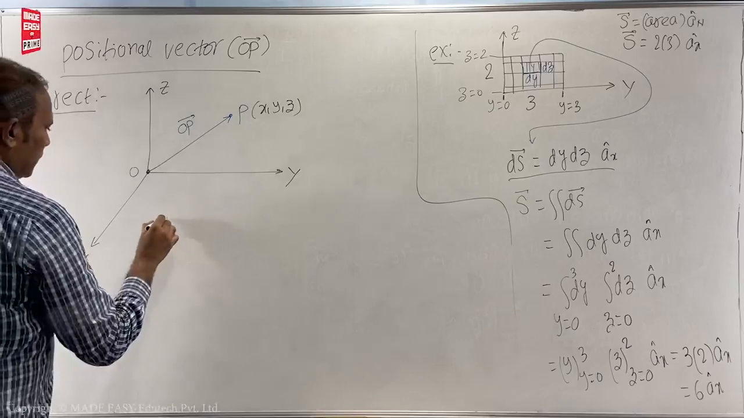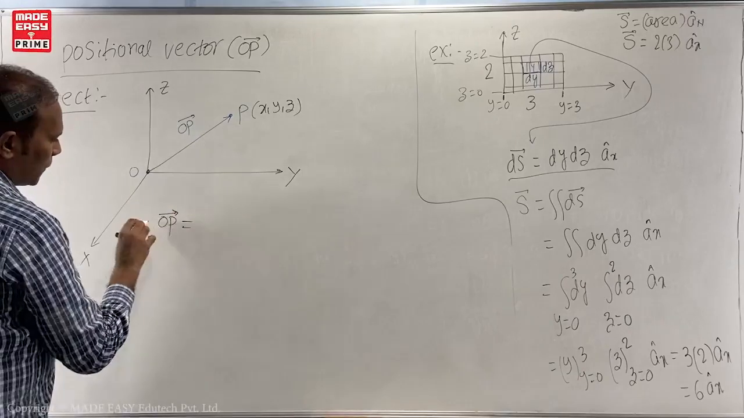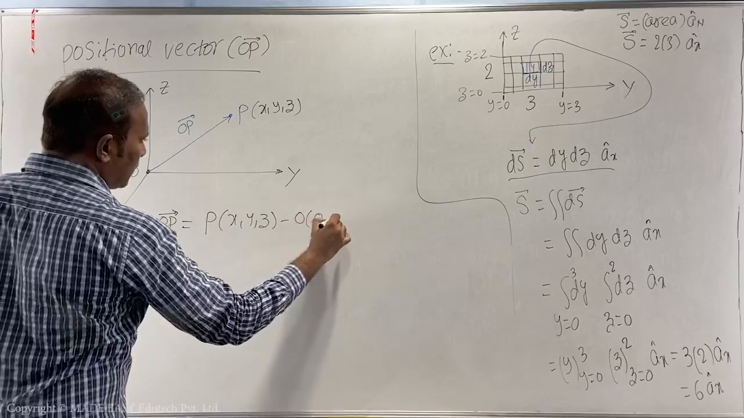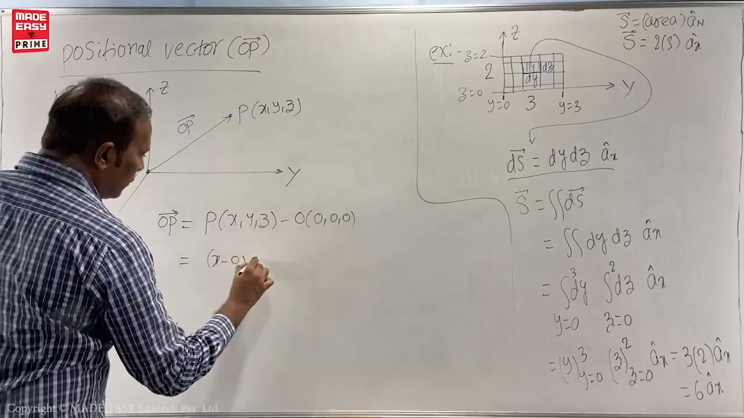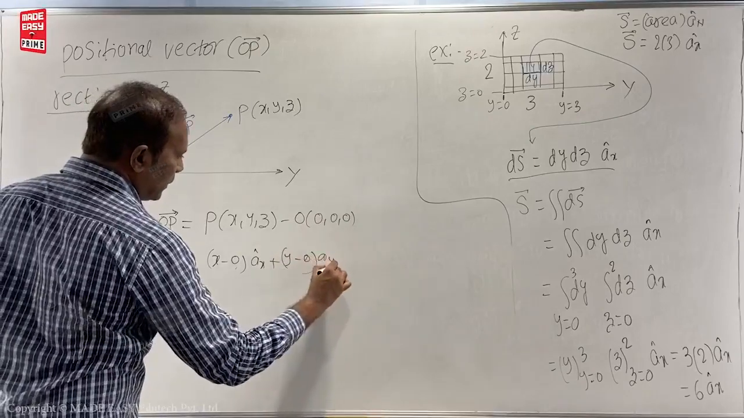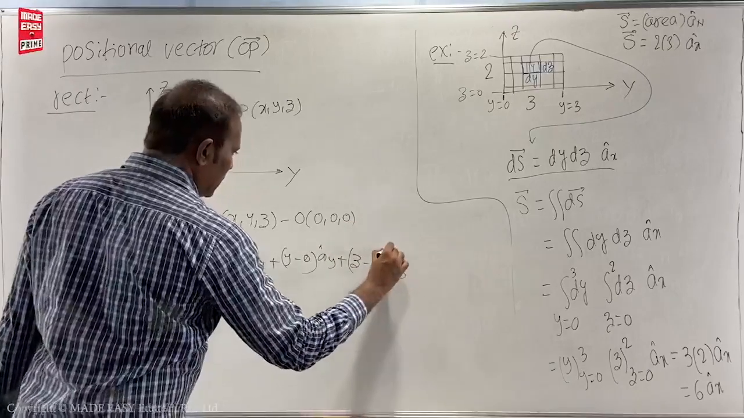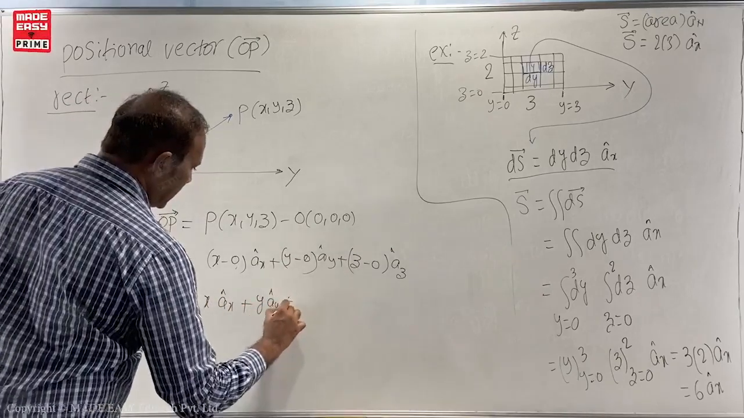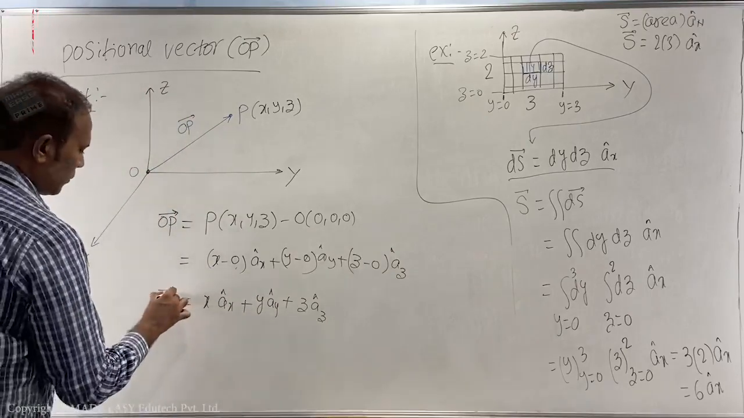Now in the mathematics subject, the OP bar definition is that the arrow mark is towards point P. So P is x comma y comma z minus the origin, 0 comma 0 comma 0. So here x minus 0 into Ax plus y minus 0 into Ay, plus z minus 0 into Az. So you get the positional vector x Ax plus y Ay plus z Az. So this is the positional vector of point P with respect to the origin.